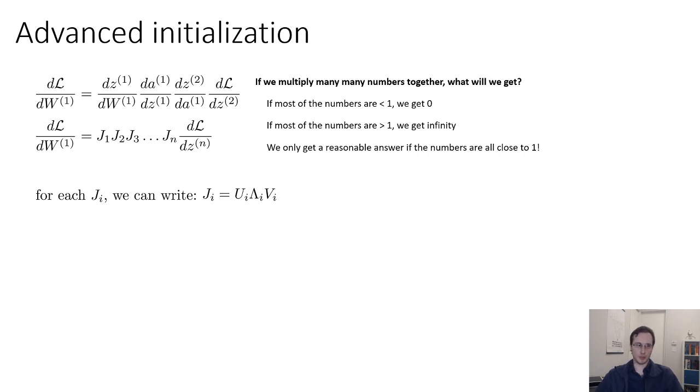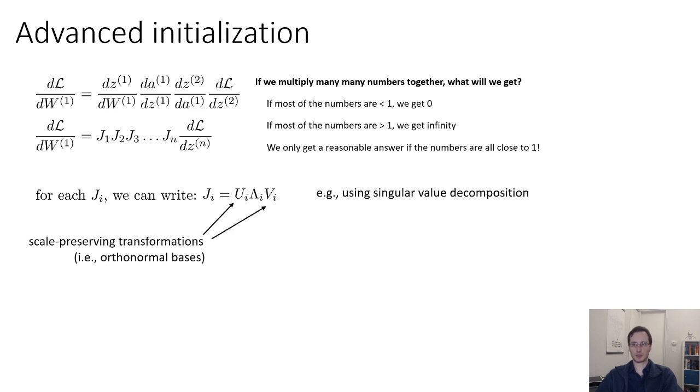For every one of these Jacobians, for any matrix really, you can write it as a product of 3 matrices, U times lambda times V, for example by using singular value decomposition, where U and V are scale-preserving transformations. They're basically orthonormal bases. That means that the matrix U and the matrix V, when you multiply a vector by it, will not change that vector's length, it'll just rotate it in various ways. So these are orthonormal.